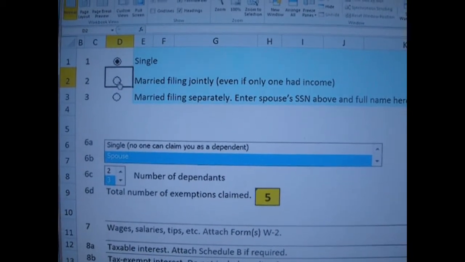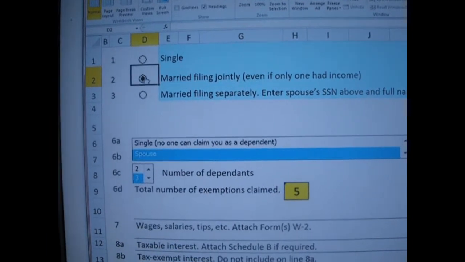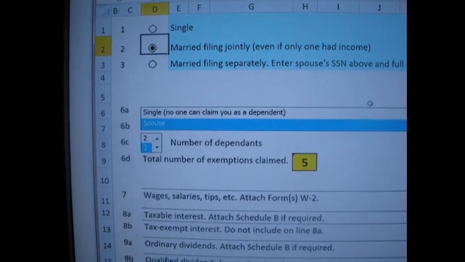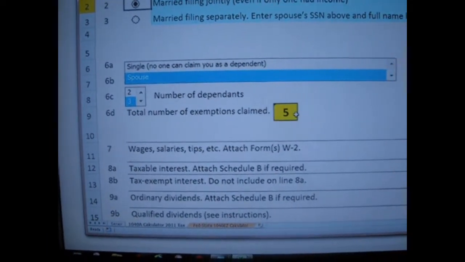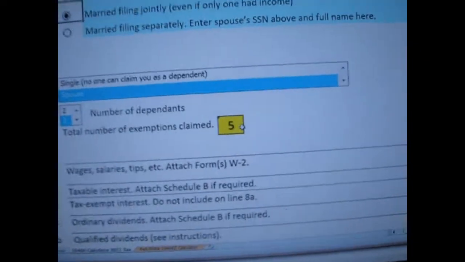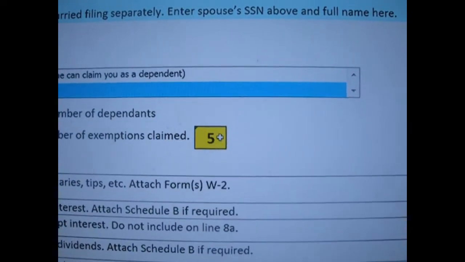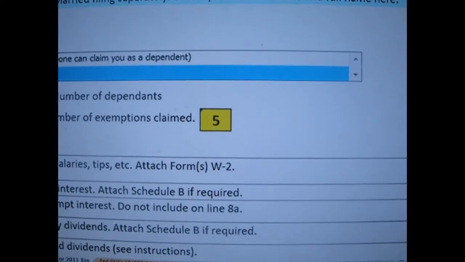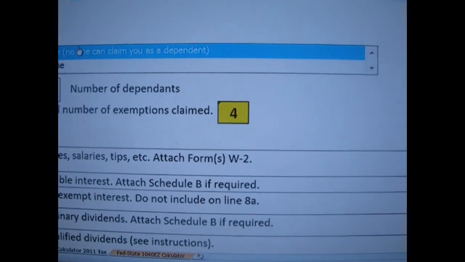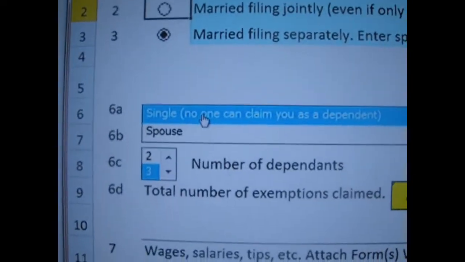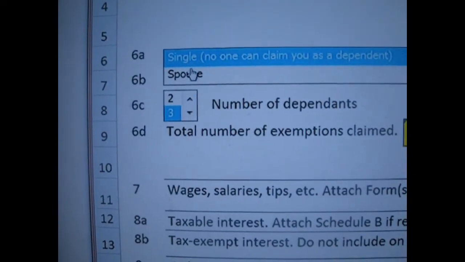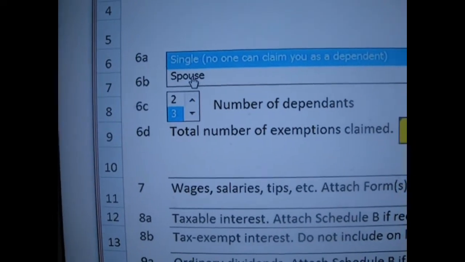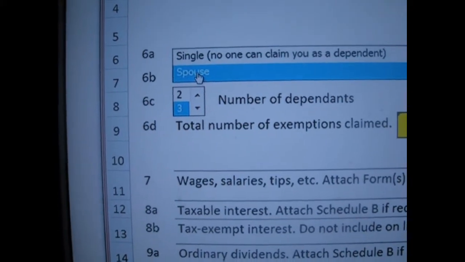If you're married filing jointly, do so. Now, it's important that you choose the right box because it will impact the numbers down here. If you look here, you see a 5. I'm going to go up here and choose married filing separately, and then choose single on this line. This right here will represent 1 for single. This represents 2 for spouse.